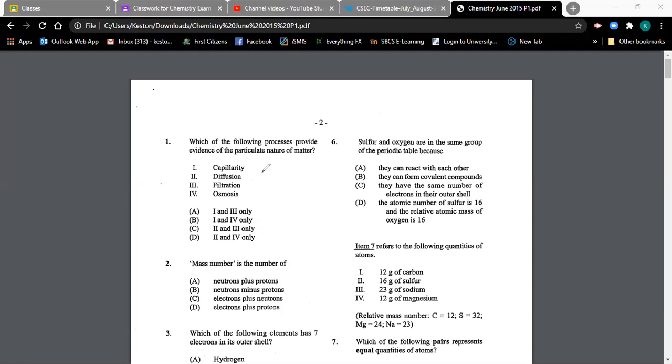Filtration. Does filtration give you any evidence of particulate nature of matter? Nope. So filtration is out, right? And capillarity is out as well. So we're looking for diffusion and osmosis. 2 and 4. D. Yeah, that's right.